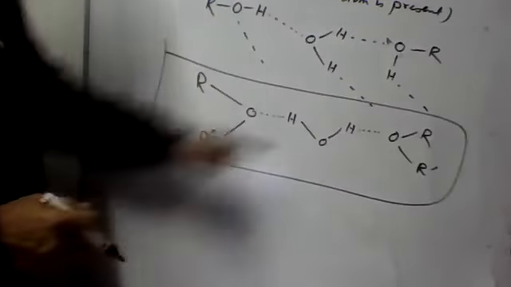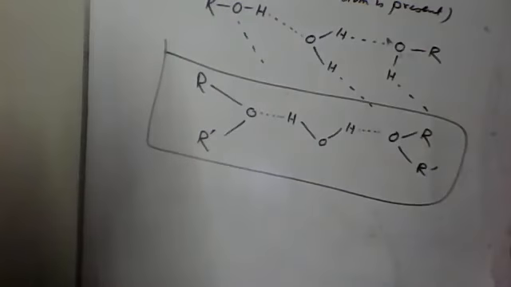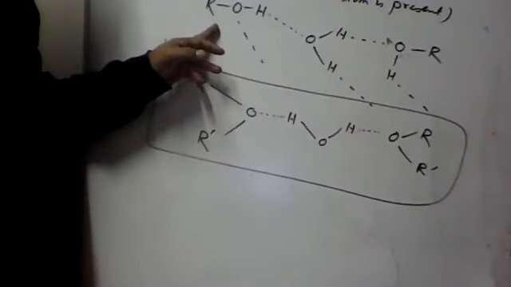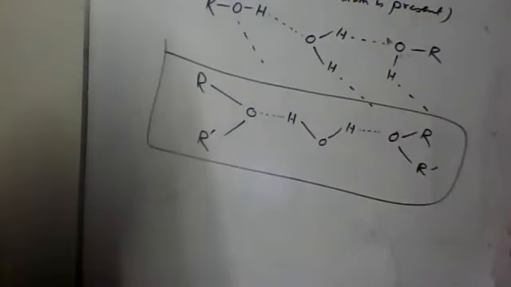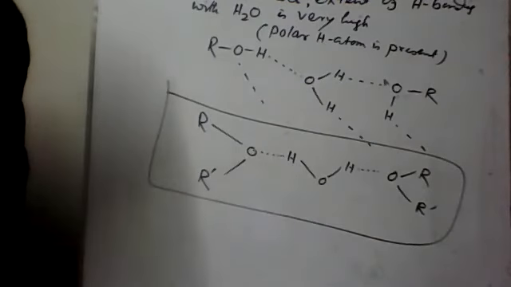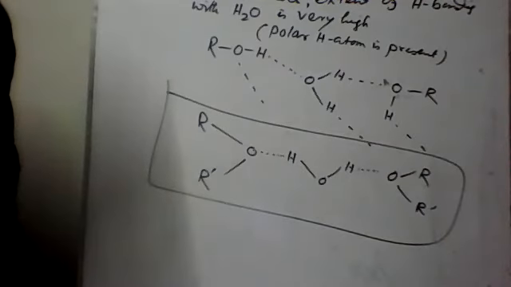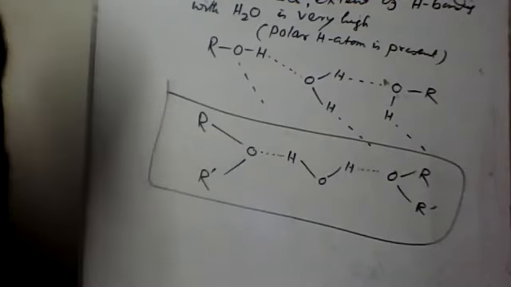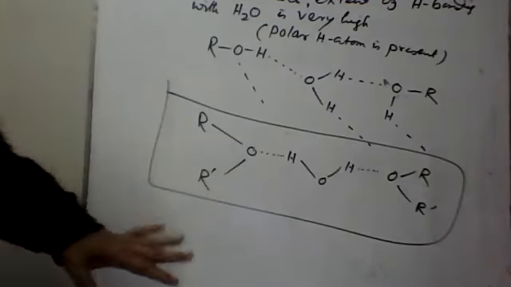So in ether, extent of hydrogen bonding is very less. But in alcohol, extent of hydrogen bonding with water is maximum. So which is more soluble? Alcohol. Which has more boiling point? Alcohol. Which is more volatile? Ether. Which has more vapor pressure? Ether. So all are interrelated.